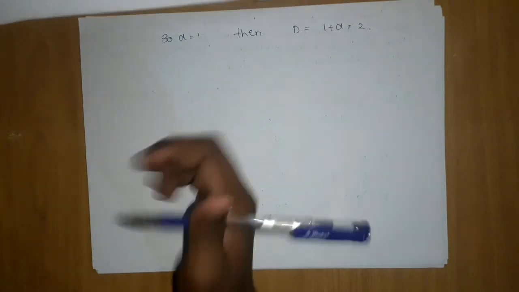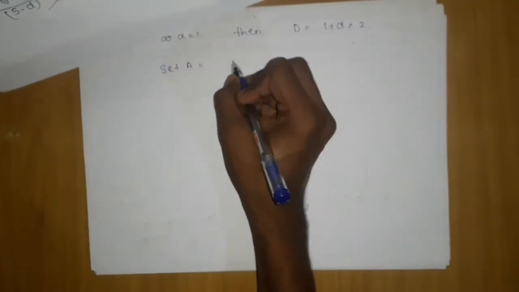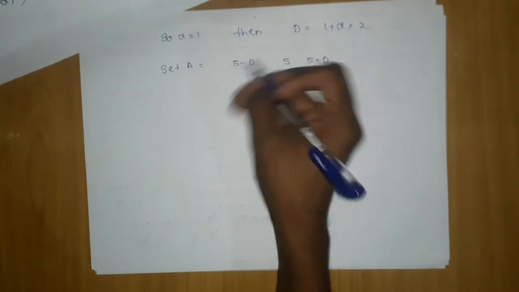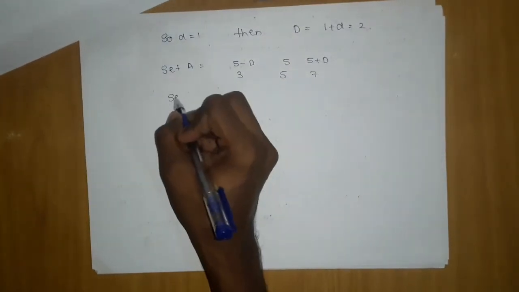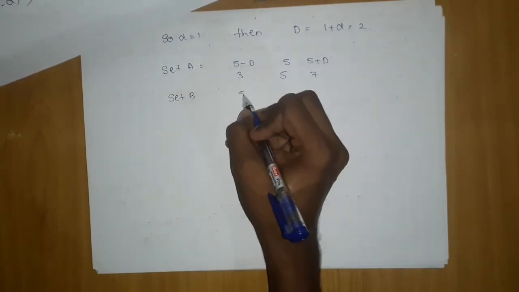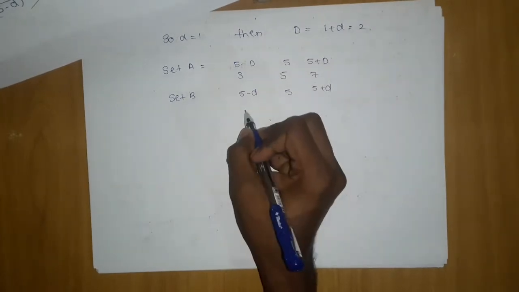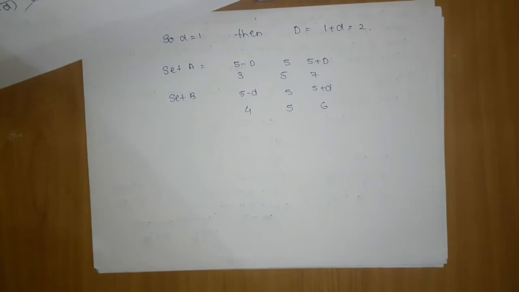Now can I get the terms? Yes, easily. Set A terms were 5 minus D, 5 and 5 plus D, so when D is 2, these become 3, 5 and 7. Similarly set B, what were the terms? 5 minus small d, 5 and 5 plus small d, which with d equal to 1 become 4, 5, 6. So my set A and set B terms I got.